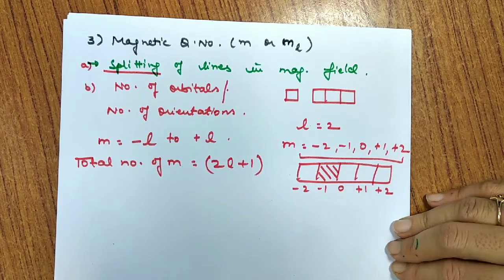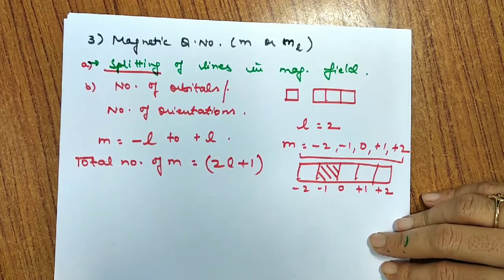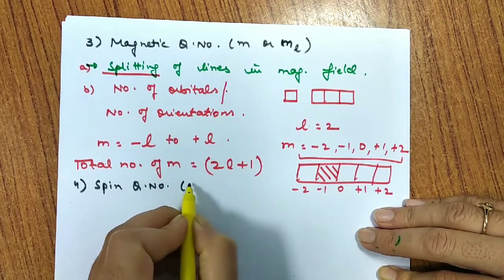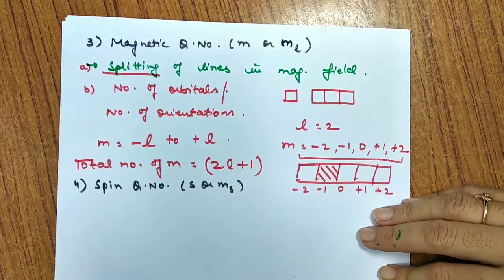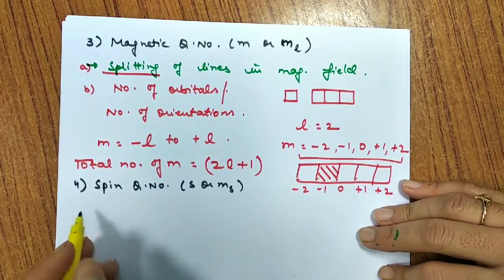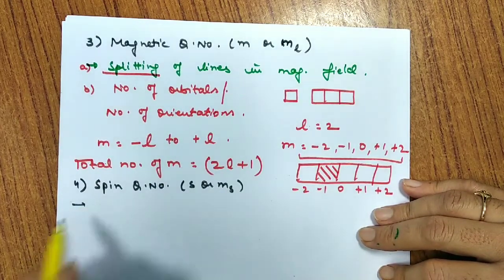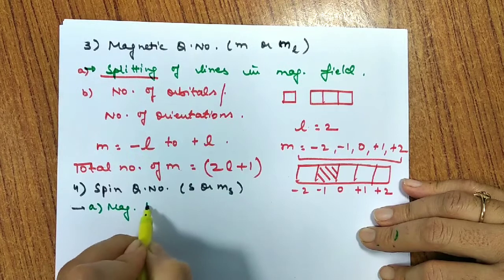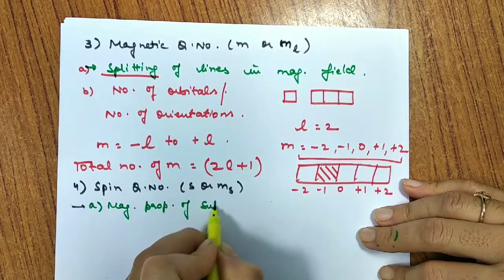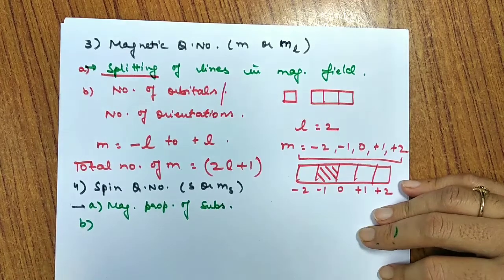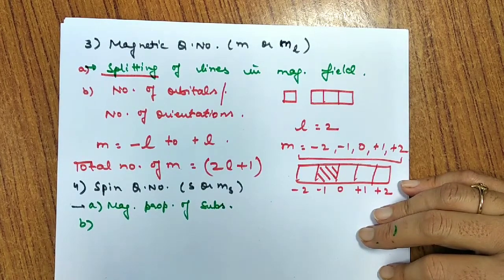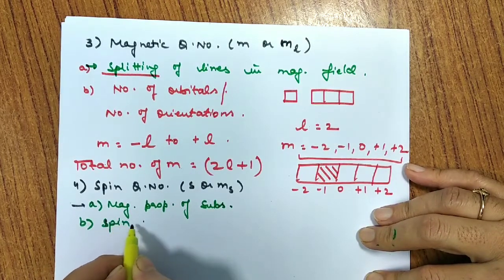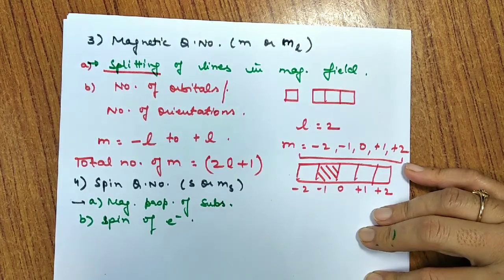And last we have the spin quantum number. The fourth quantum number is the spin quantum number, which is represented by S or MS. Why is it required? It explains the magnetic properties of a substance, whether it is diamagnetic or paramagnetic, so we come to know about their magnetic behavior. It tells us about the spinning of the electron, whether it spins in a clockwise or anti-clockwise direction.